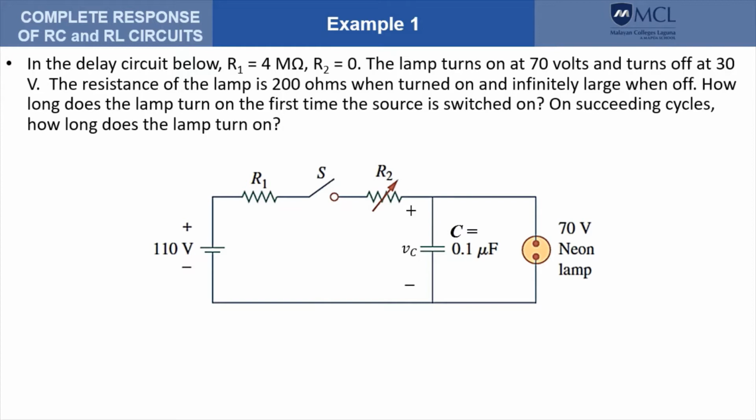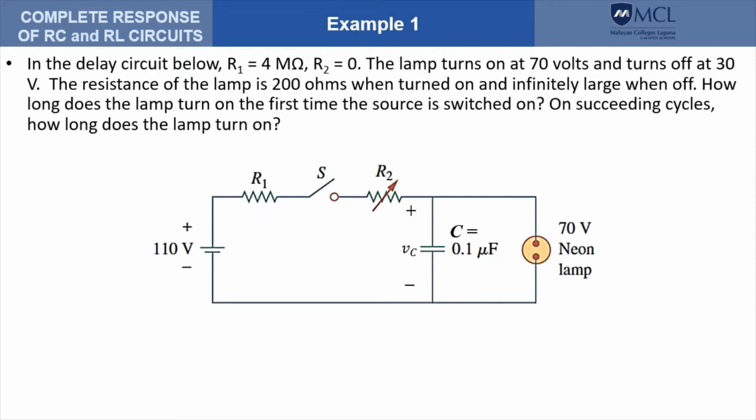So let's have an example. Here we have a circuit utilizing a neon lamp where R sub 1 is 4 megaohms. Initially, let's make R sub 2 equal to 0. The neon lamp has a trigger voltage of 70 volts and it turns off at 30 volts. The resistance of the lamp is assumed to be 200 ohms when it is turned on and infinitely large when it is off.